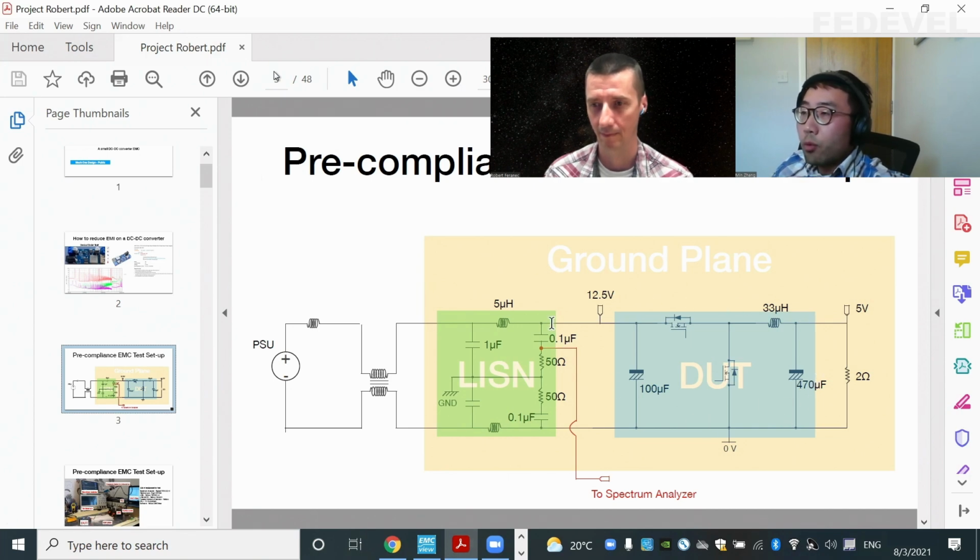And then we have what we call the LISN module. LISN stands for Line Impedance Stabilization Network. Effectively, a LISN is just a filter. The purpose of having this LISN is to block any noise coming from your power supply unit. So the measurement is the noise from the device under test. You probably still have a little bit of noise coming from the power supply unit, but it will be limited.